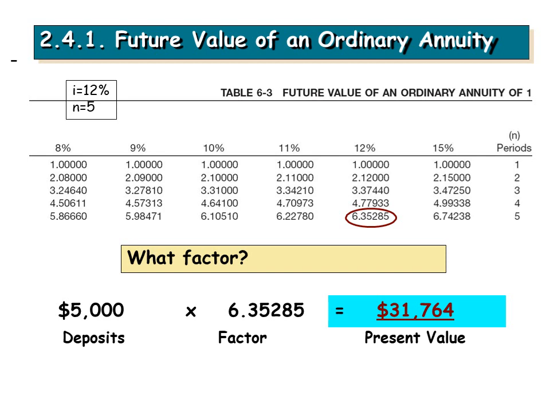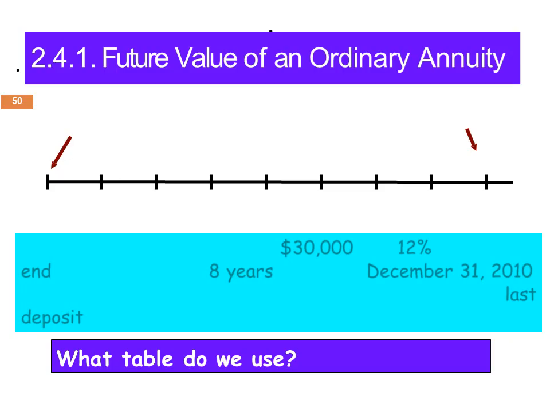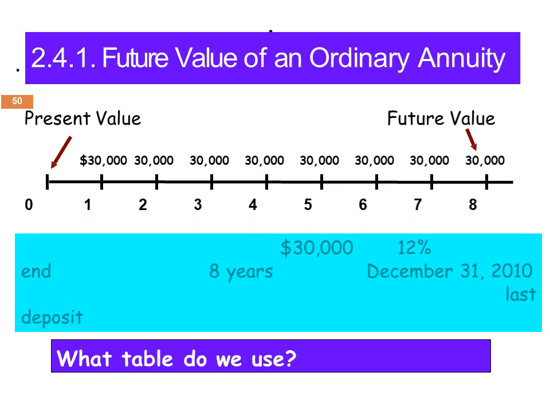Then present value times this factor becomes the future value: 5,000 times the factor value. Then we can get a future value of $31,764. This is also another way of finding our future value of an ordinary annuity. For the future value of an ordinary annuity, the present value is 0 at this time.